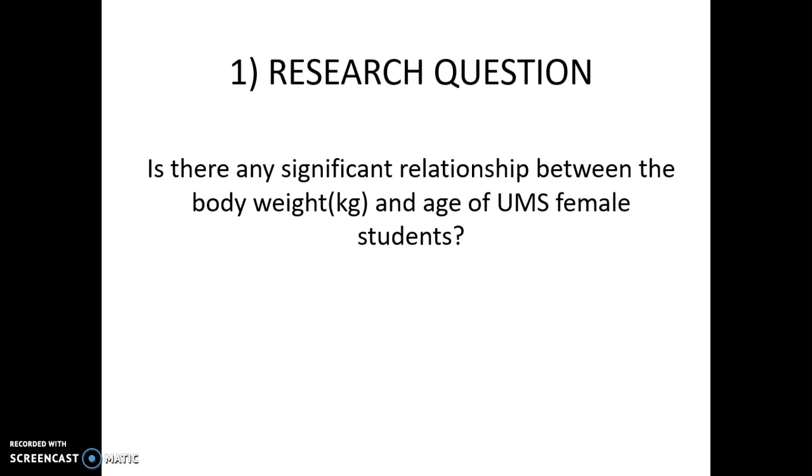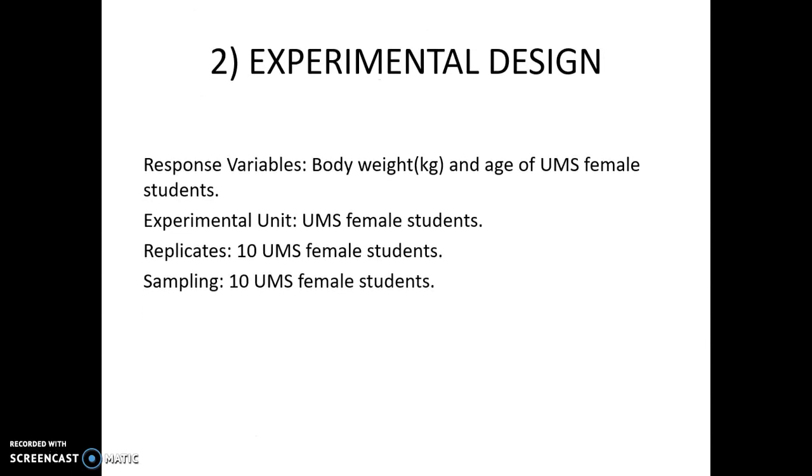So the research question: is there any significant relationship between the body weight in kilogram and age of UMS female students? The experimental design: the response variables in this experiment are the body weight in kilogram and the age of UMS female students. The experimental unit is the UMS female students themselves. The replicates and the samplings are the same, which involves 10 UMS female students.